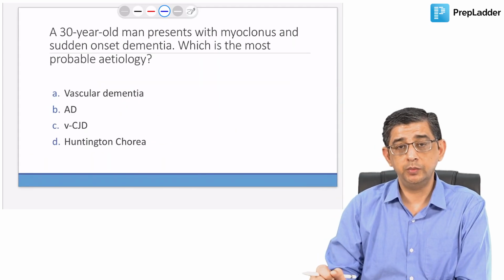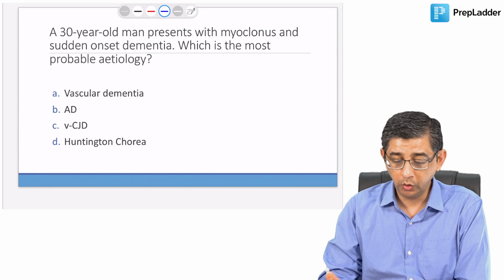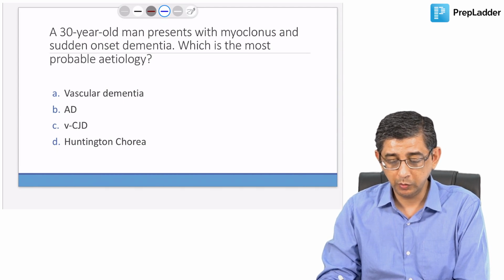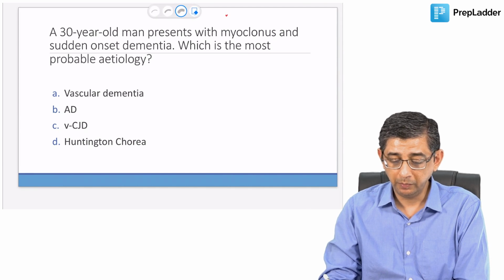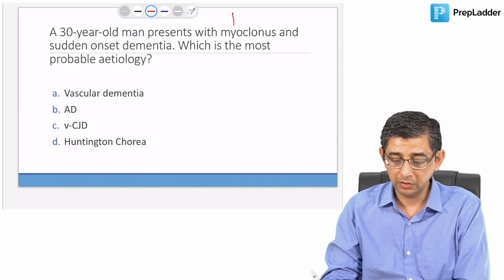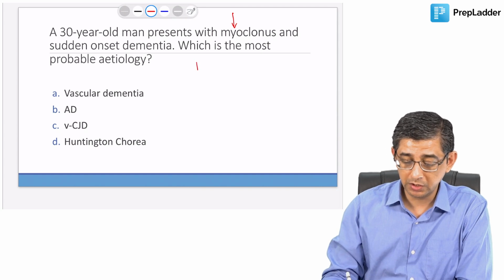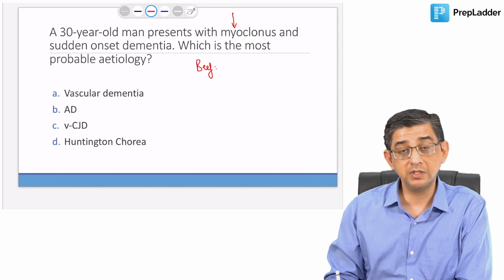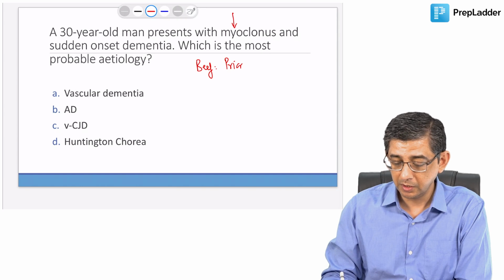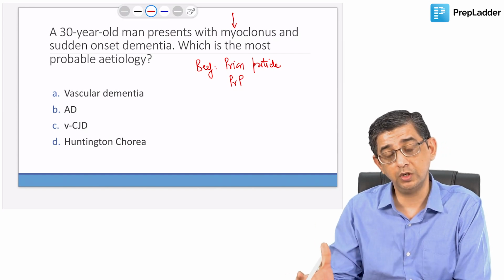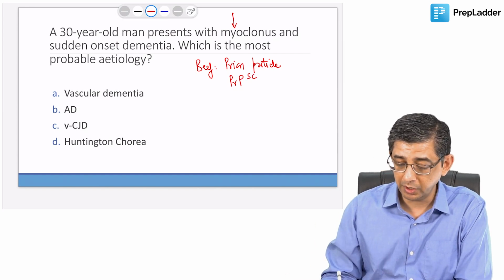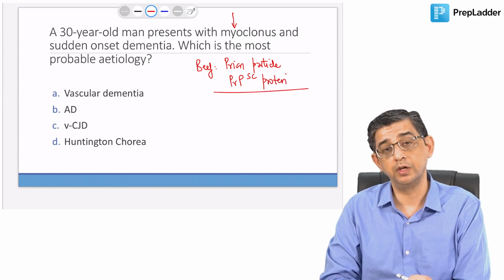The next question talks about a 30-year-old man presenting with myoclonus and sudden onset dementia. What is the most probable etiology? Please appreciate, whenever you read about myoclonus and sudden onset dementia, the presentation is due to consumption of beef. This person has consumed prion particles. Due to consumption of prion particles, he will be developing an abnormal protein in the cytoplasm of the neurons that is called PrPSc protein. This presentation will cause sudden onset dementia in a young chap.